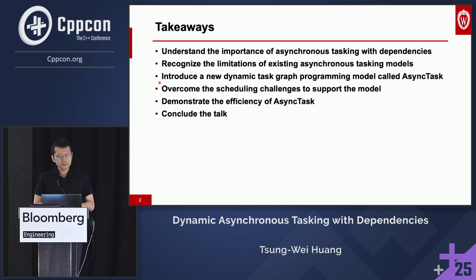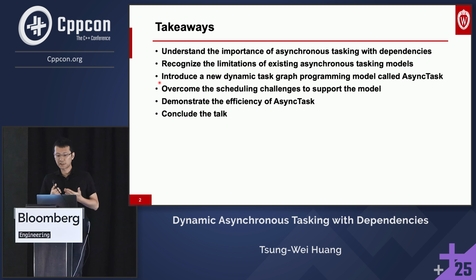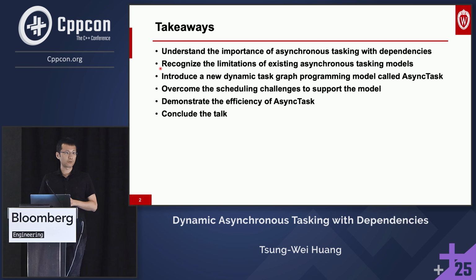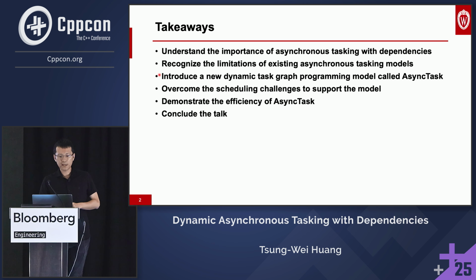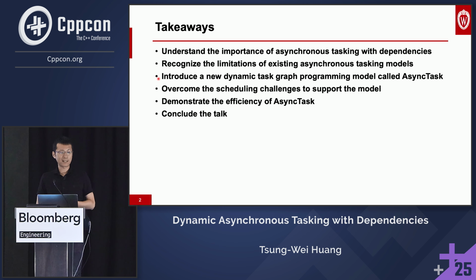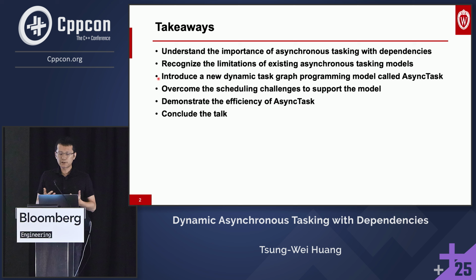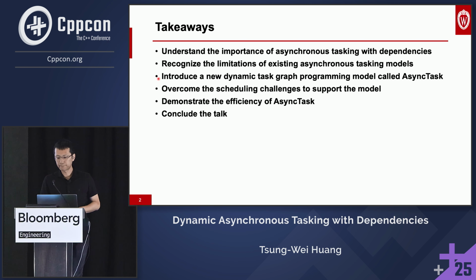We are going to understand the importance of asynchronous tasking with dependencies and recognize some of the limitations of existing asynchronous tasking models. Then I will introduce a new dynamic task graph programming model called AsyncTask and show you how we overcome some of the scheduling challenges to support this model. Finally, I will demonstrate the efficiency of AsyncTask and conclude the talk.